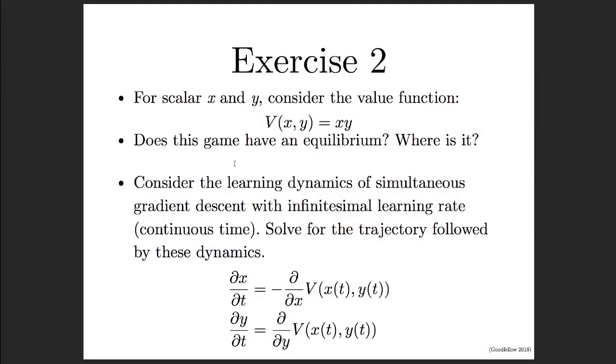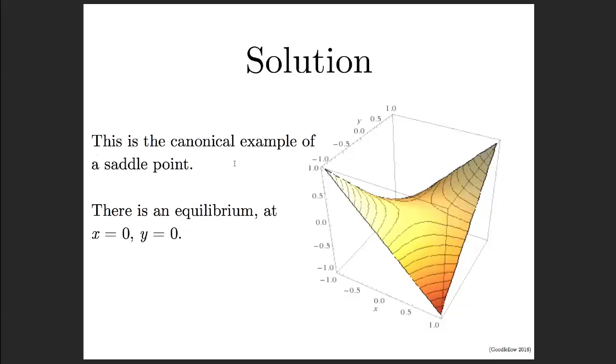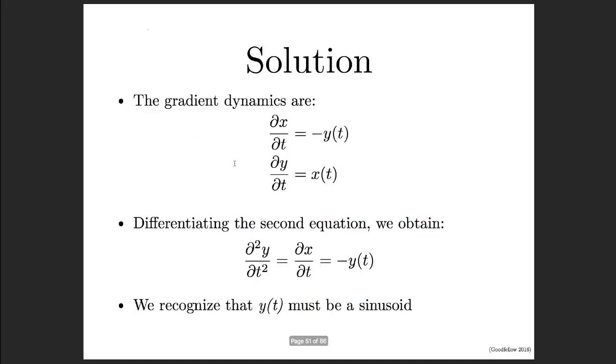So the solution to this exercise, which is we're looking at the value function of x times y, where x and y are just scalars. There is actually an equilibrium point where x is 0 and y is 0. When they're both 0, each of them causes the gradient to go away on the other one. And then we can look at the gradient descent dynamics by analyzing it as a continuous time system.